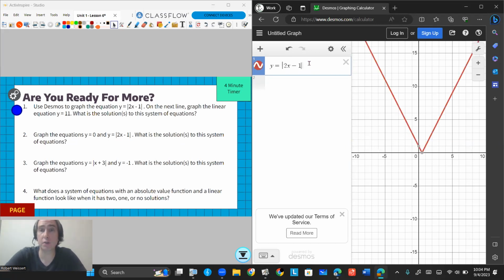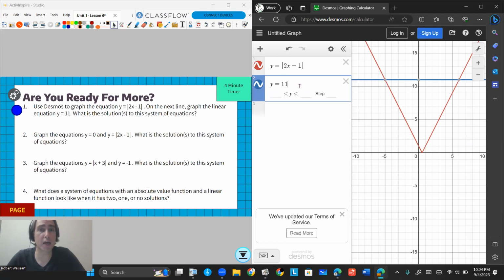Now, in your previous lesson, you should have learned how to graph absolute value graphs. So if you need help with that, please refer back to that. Also graph y equals 11. The question says, on the next line, graph the line equation y equals 11. Sorry, I already did that. What are the solutions to this system of equations? Notice that there are going to be 2. If you click on those coordinates, you'll have negative 5 and 6. Both give you solutions to that equation. So you can solve an equation graphically as well. So negative 5 and 6.